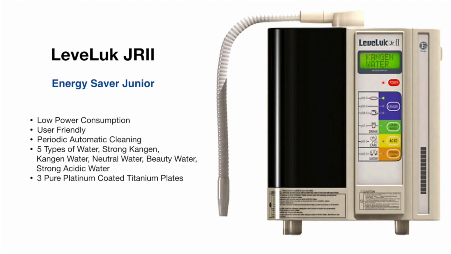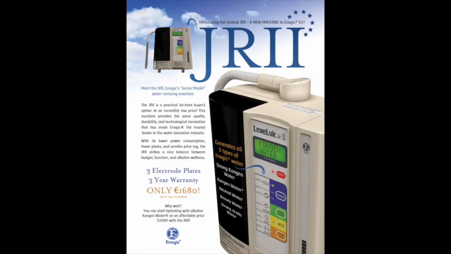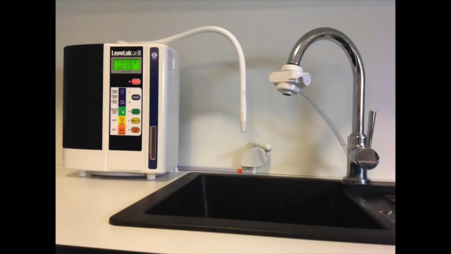The ORP reading is also lower because the water is only being charged by 3 titanium plates. And the charge in the water does not hold as long as the 501 or the K8. It's also worth noting that it doesn't have the voice confirmation that you have in the first 3 models. But the Junior is still a very reliable system. It produces all the 5 water you've seen, and it's really recommended for singles or couples.